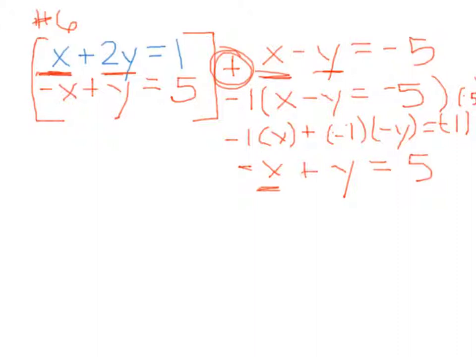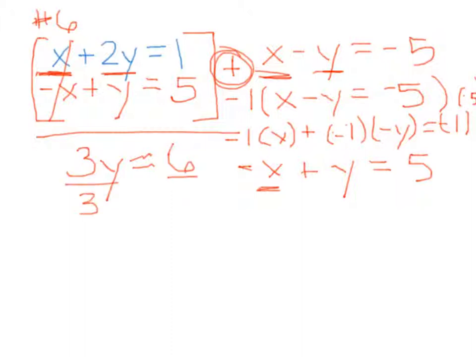So if I come over here and I add them, the x's, I have x plus negative x, which gives me 0. I have 2y plus y, which gives me 3y. And I have 1 plus 5, which gives me 6. Right? I divide both sides by 3, and I get y is equal to 2. Once again, I'm almost done, but not quite.